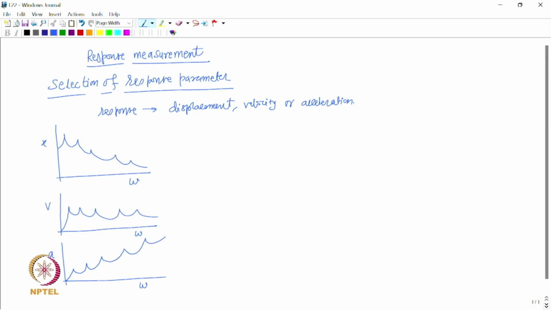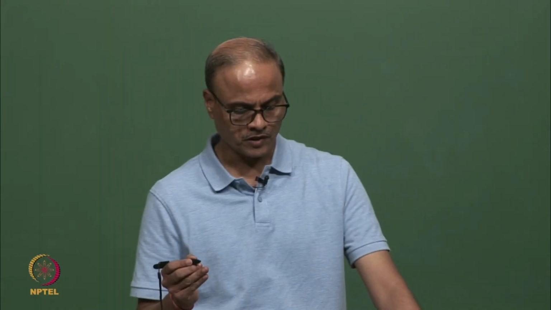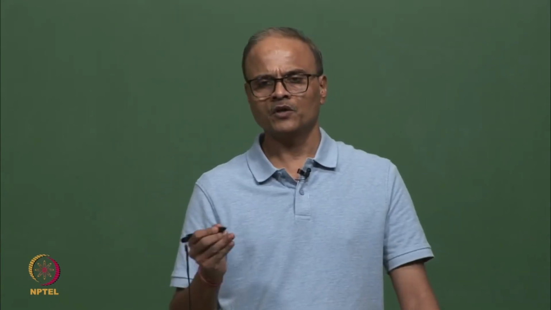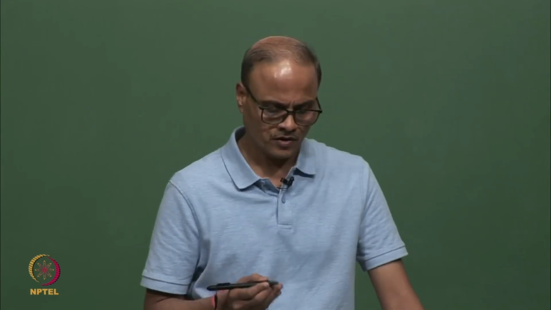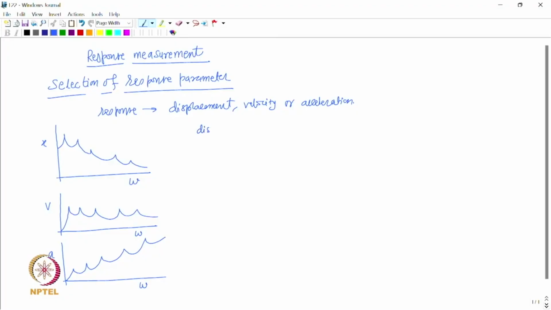right. So what we observe, let us look at the displacement first. What we see is that in the low frequency range the displacement is high, but as the frequency increases the displacement becomes lower and lower. Because at higher frequency the structure finds it difficult to respond with a higher displacement, and that is why the displacement is lower in the high frequency range. So that is one observation.